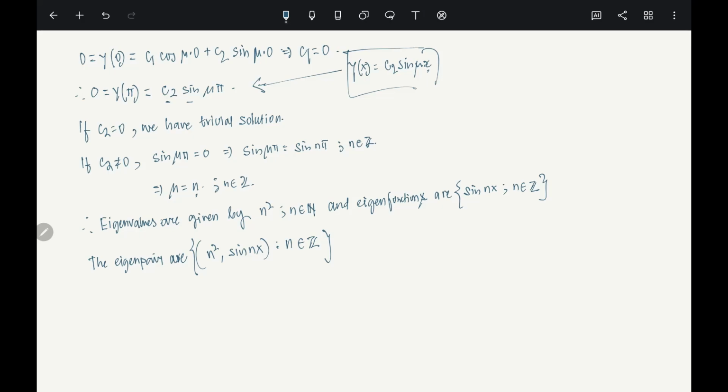Okay, right. Now, we have these positive eigenvalues. What about negative ones? So now, case 3.